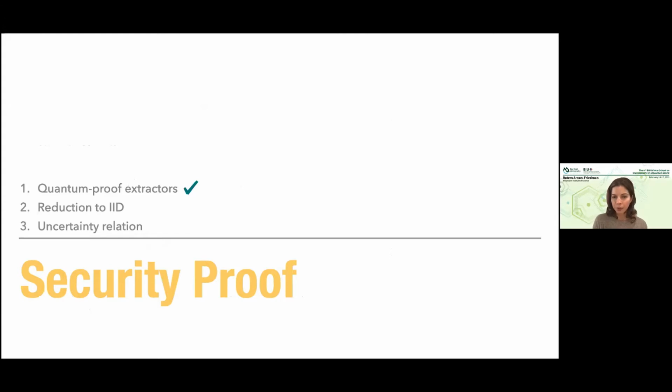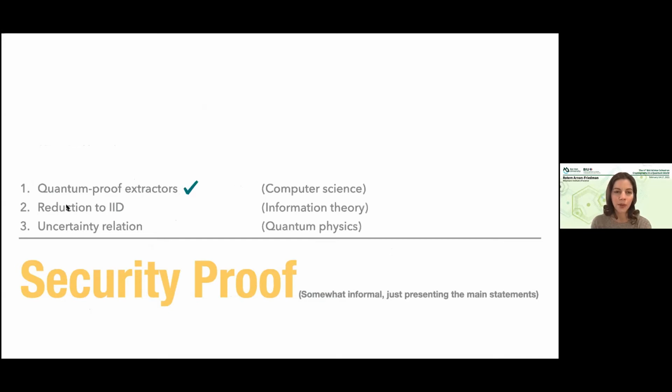So the security proof itself has three main ingredients. The quantum proof extractors we already talked about, and then there are two other parts. I'll discuss these somewhat informally, since some of them are extremely complicated, and I will just present the main statements. There is something really nice here: the quantum proof extractor is more something that comes from computer science, and then we show that it works also in the presence of a quantum adversary.